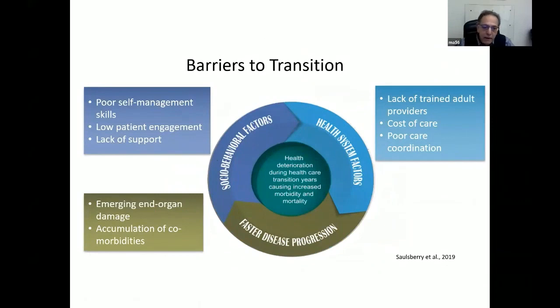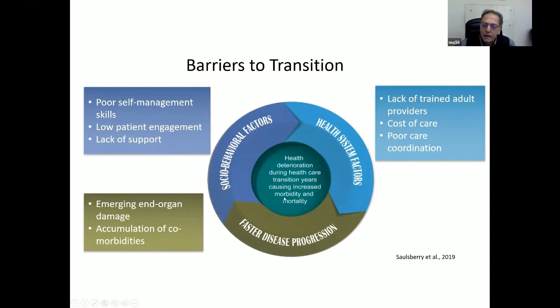And there are many barriers to this: poor self-management skills, low patient engagement, lack of support, the emergence of end organ damage, accumulation of comorbidities, lack of trained adult providers, the cost of care, and the poor coordination of care in most adult care settings. And so there are socio-behavioral health system factors and faster disease progression. And all these lead to a deterioration of patients' health during transition with increased morbidity and mortality.